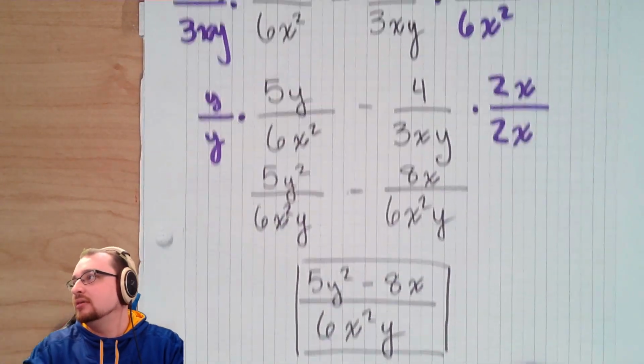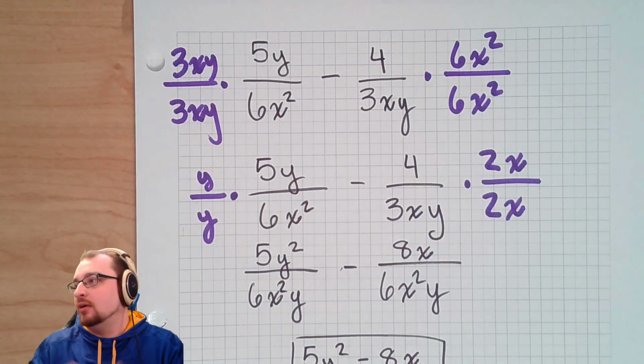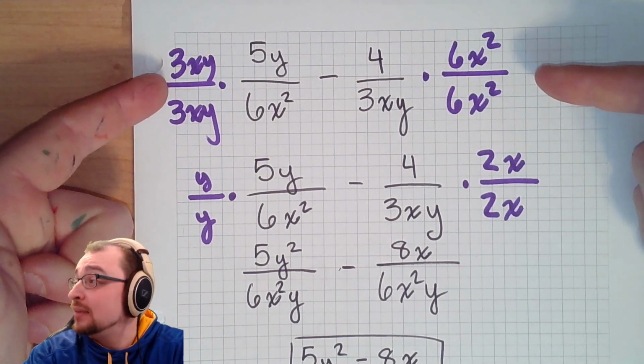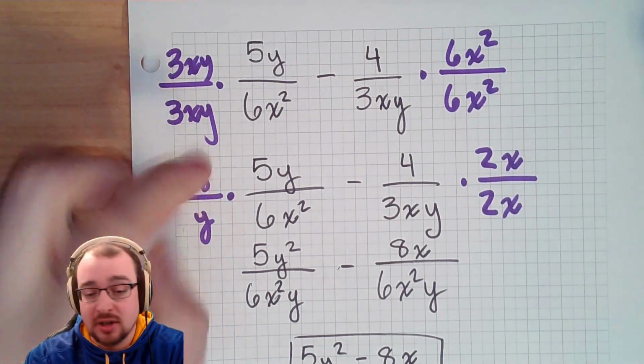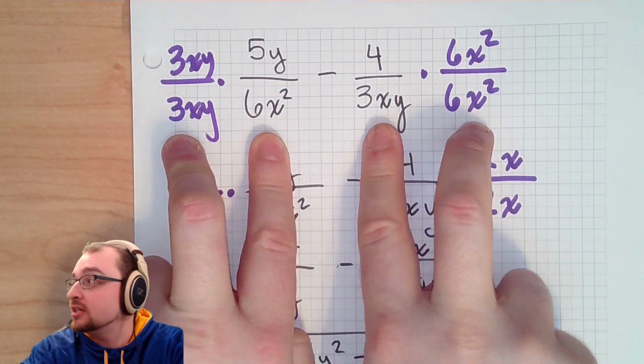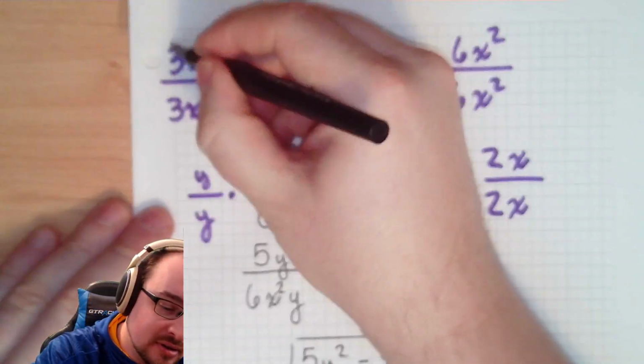So again, let's break this down. First thing we want to do, we want to make sure they have the same denominator. Otherwise, we can't make them all one fraction, right? To do that, we can multiply by each other's denominators, right? That'll work because they'll match. 3xy times 6x squared is the same thing as 3xy times 6x squared. But there's extra stuff in here.